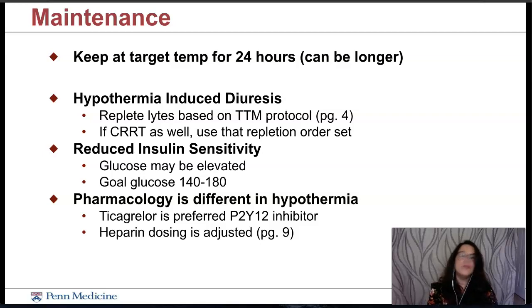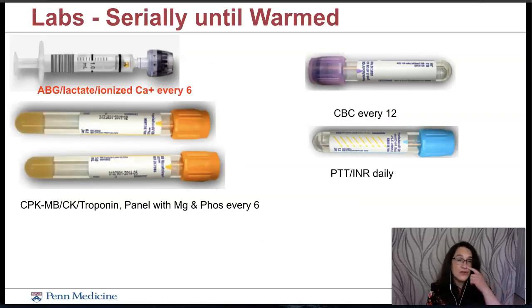All right, and this is also a great time to think about all the other orders and make sure you didn't miss anything like that EEG or the EKG. We're also doing serial labs and chill warm. So every 6 hours, we're doing an ABG, lactate, ionized calcium, every 6 minimum. We're also getting cardiac panel, troponins every 6 for 24 hours. We're getting panels every 6 hours, mag and phos every 6, CBC every 12, PT/INR daily.